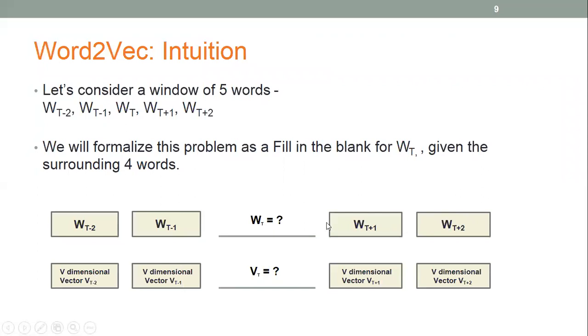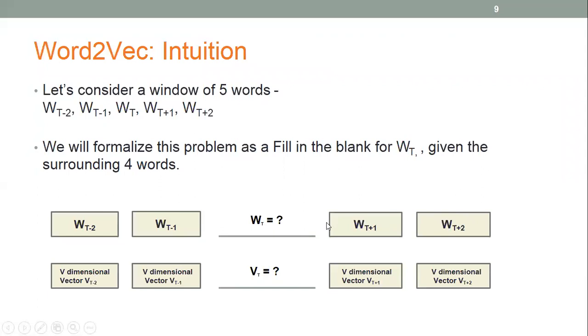Let us consider that we have a long stream of text available to us, as we discussed, maybe from Wikipedia, maybe from Google News. What we do is we put a window of 5 words on top of that text. It starts at WT minus 2 and ends at WT plus 2, and we formalize this problem as a fill in the blank for WT. Given the previous two and the next two words, can we predict the word in between? But again, the problem is that the computer doesn't even understand WT minus 2 and WT minus 1.